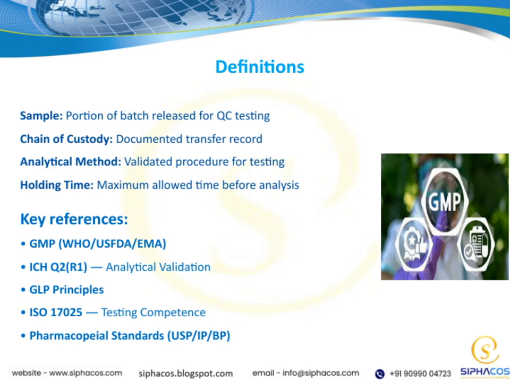Now, it's essential to recognize the key references that underpin these definitions and practices. These include good manufacturing practices, or GMP, as outlined by WHO, US FDA, and EMA, which set the standards for quality and safety. We also look at ICH-Q2(R1), which covers analytical validation, ensuring our testing methods are robust. The principles of GLP, or good laboratory practice, guide the quality and reliability of our laboratory work. ISO 17025 is another critical standard, focusing on testing competence and laboratory accreditation. Lastly, various pharmacopoeial standards like USP, IP, and BP provide official quality benchmarks for pharmaceuticals worldwide. All these references help us maintain consistency, reliability, and compliance across our testing processes, which ultimately supports the overall goal of ensuring safe and effective medicines.